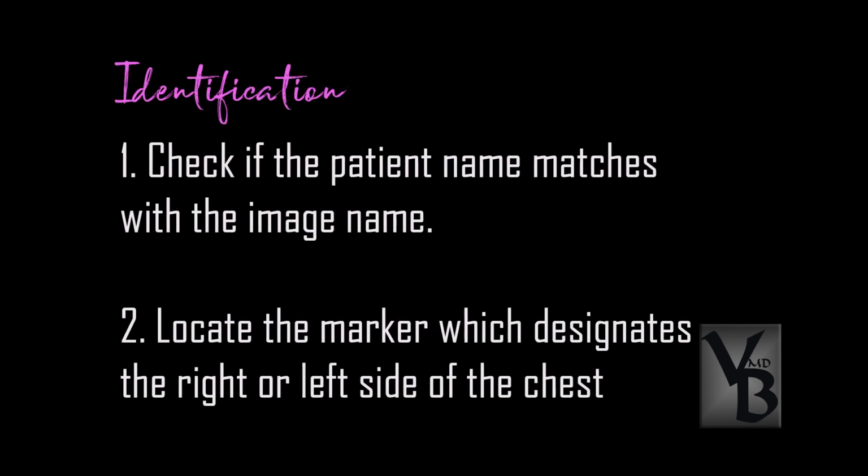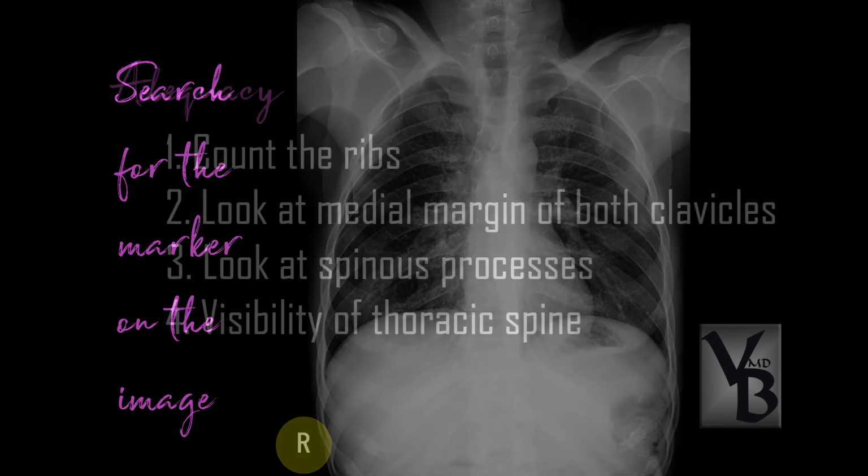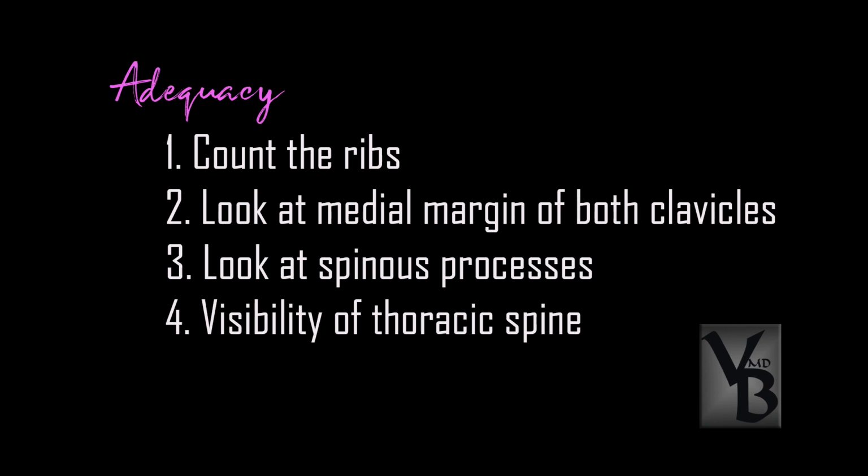The main purpose of identification is to cross-check the patient information on the image to ensure that there is no mistaken identity and misreporting. Once you have ensured that it is the right patient, then you need to look for the marker on the image that denotes the side of the patient. Once identification is complete, you can move to check whether the image is adequate for reporting.